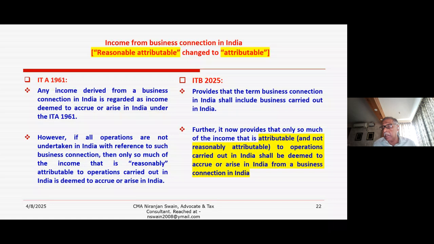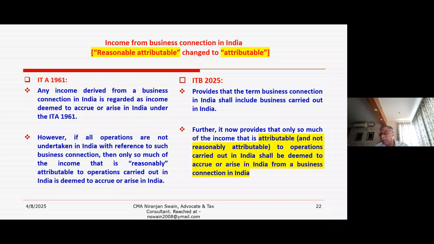Reasonable is a word where the scope will be more, and what is reasonable for you? You can decide something reasonable, and I can also say that this is reasonable for me. So instead of that, in the ITB 2025, they slightly changed the word reasonable attribute. The term business connection in India shall include business carried out in India. It now provides that only so much of the income that is attributable, not reasonably attributable. Reasonably attributable is an approximation.